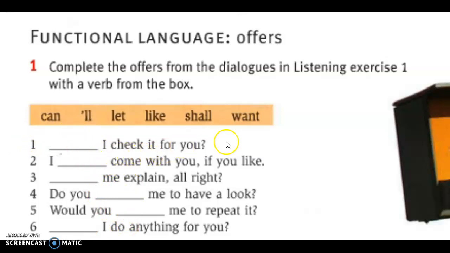So, I check it for you. It could be can I, or it could be shall I. So they need to look through the other sentences and see if that eliminates any of those two as a possibility in number one.